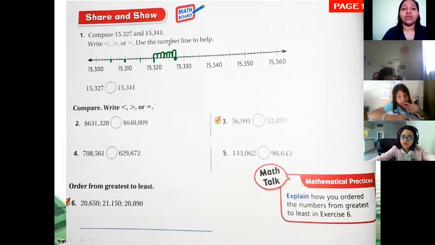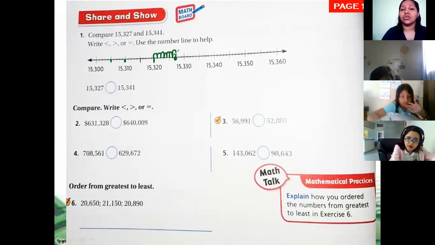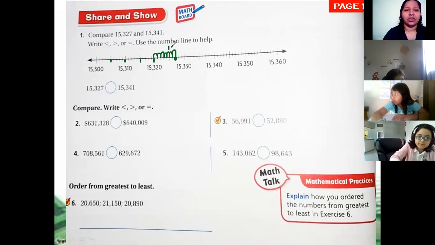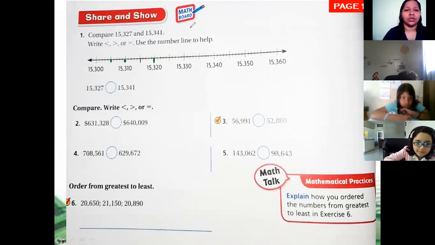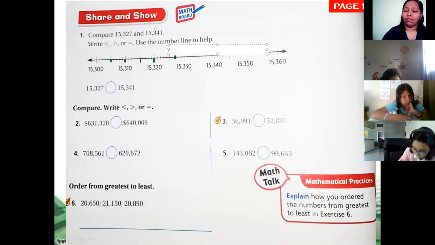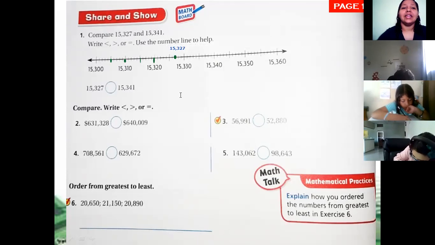Okay, so over there, guys, you need to write the number 15,320. And then 15,327. Okay. Everybody writing the number over there. You need to write it in here above. Okay, 15. Okay, my numbers are ugly. I'm sorry. So it's in here, right? And then you write in here 15,327.